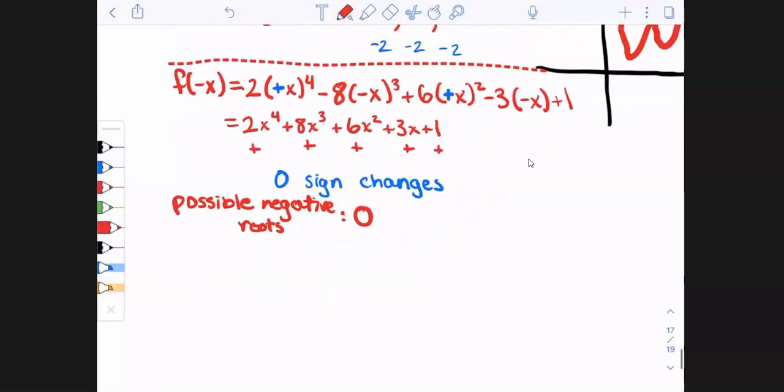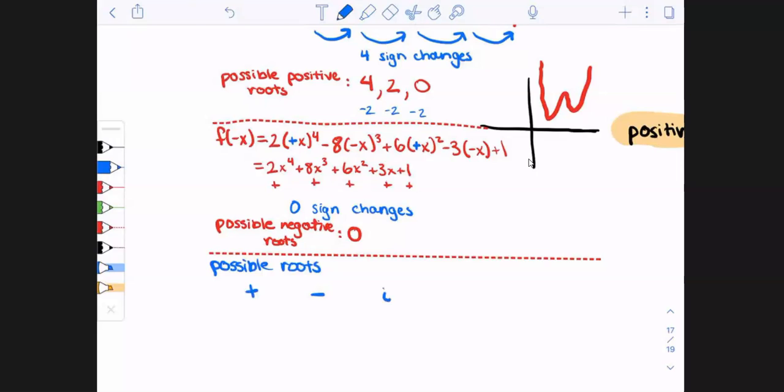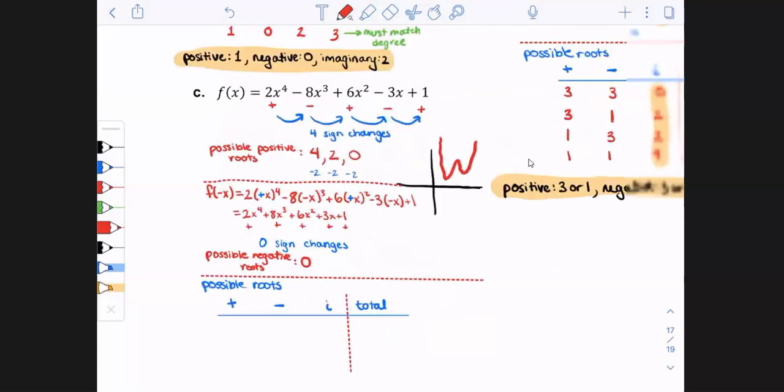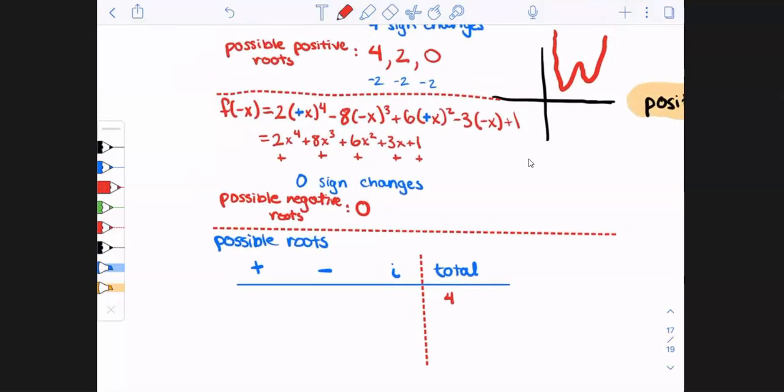So then, my imaginary roots, and you might be able to see just by shifting that W around, but if not, our table can help us. So our possible roots: we have positive roots, negative roots, imaginary, and then our total. So this was a fourth degree, meaning our total has to be 4. Our first possibility was that there was 4 positive roots. We know that there's 0 negative roots. If we already have our 4 positive, that means there's 0 imaginary.